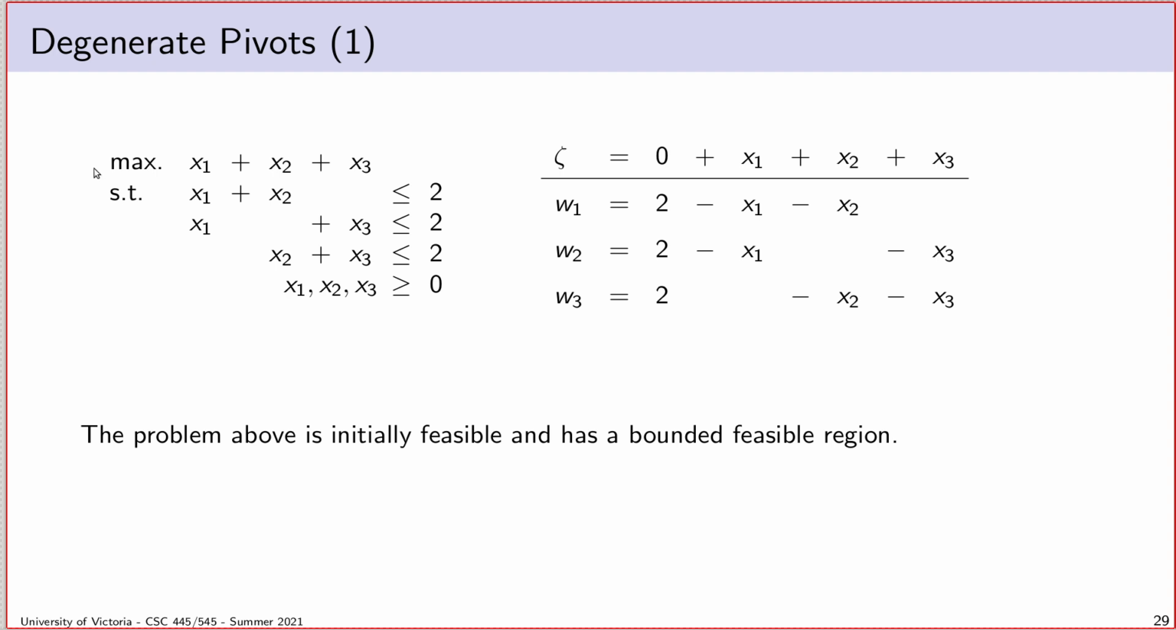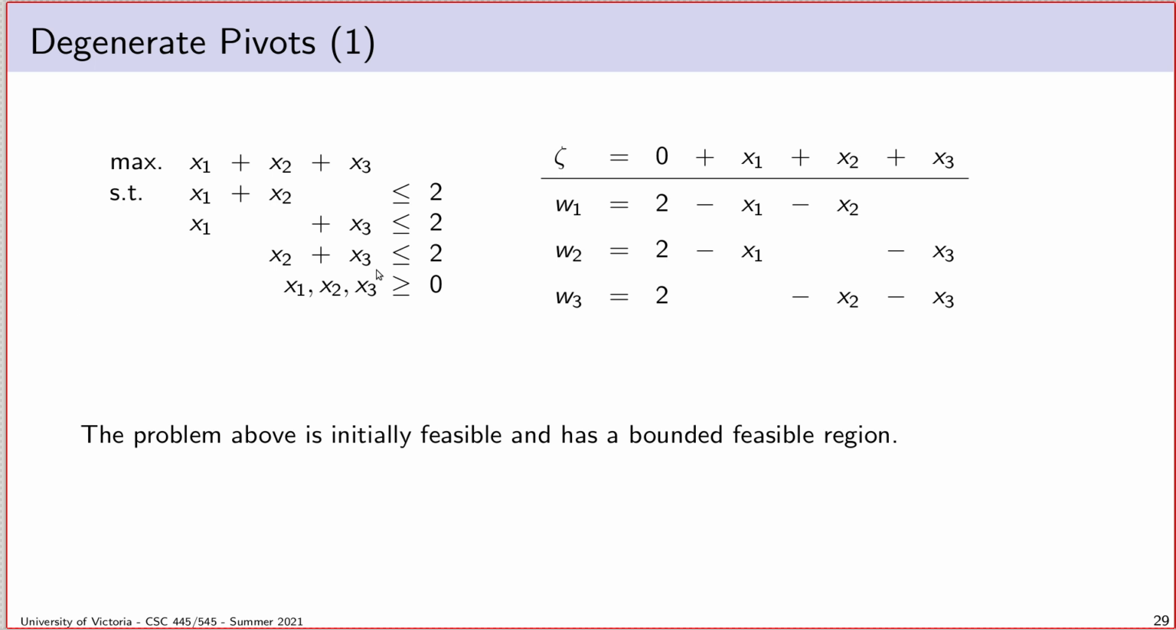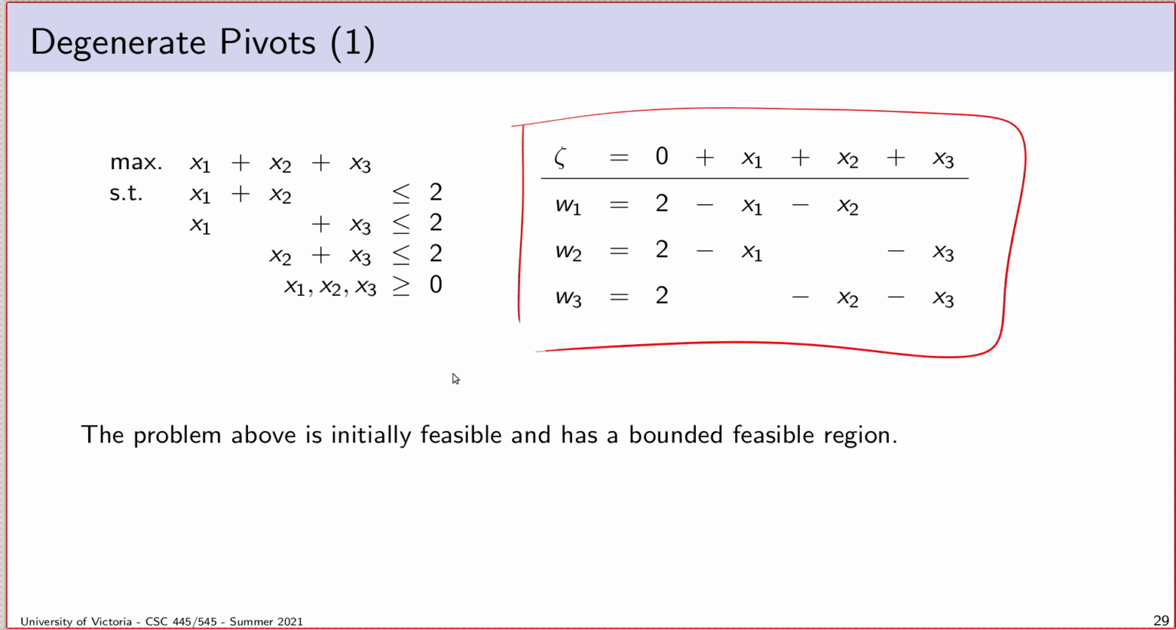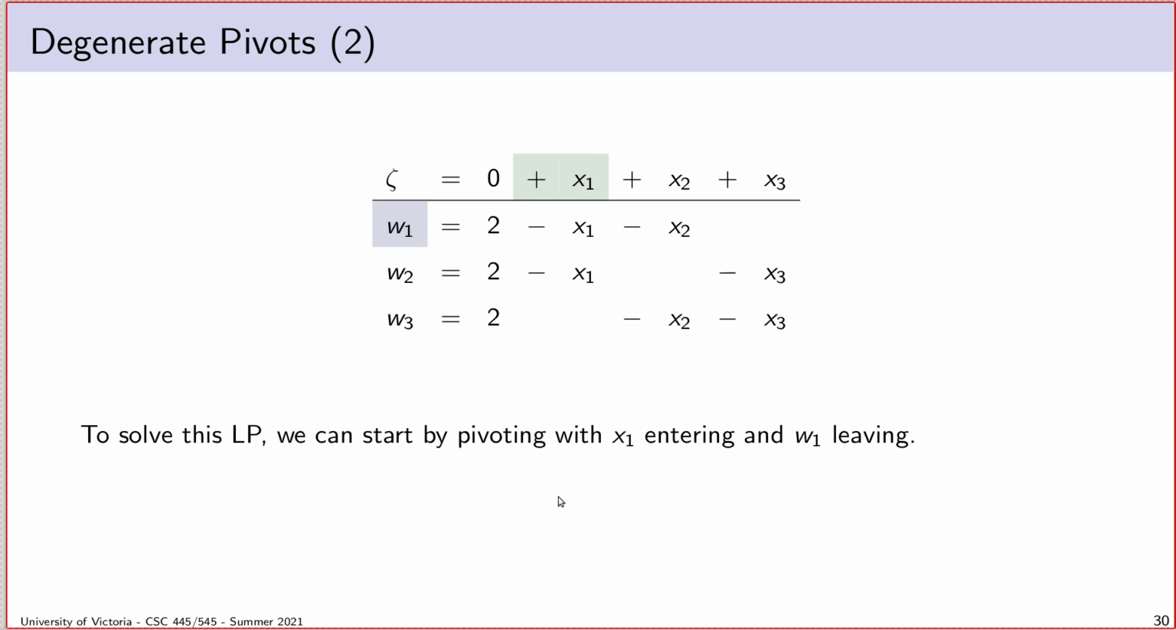So here's an LP that is, as far as we can tell, pretty unremarkable. It's in standard form. All the coefficients are equal to 1 or 0. It's initially feasible because there's no negative signs over here. So it doesn't seem as if there's anything overtly threatening about this LP. And we'll construct our initial dictionary. Still looking good. I will also declare that it has a bounded feasible region. So there's no reason why going to infinity should bother us for this LP. Not that it should really bother us in general either. So let's try solving it.